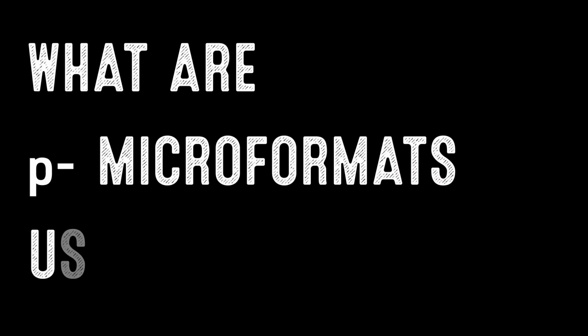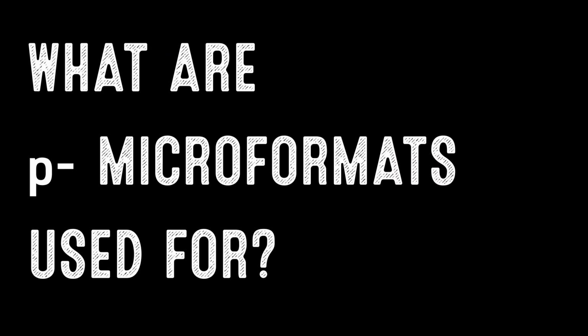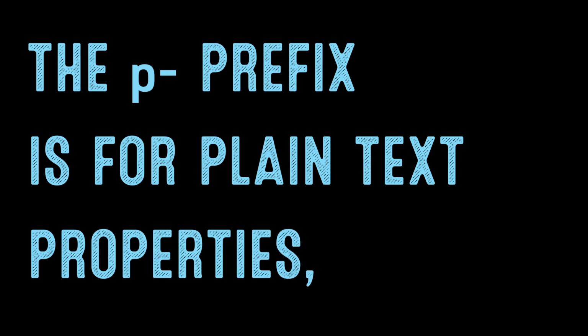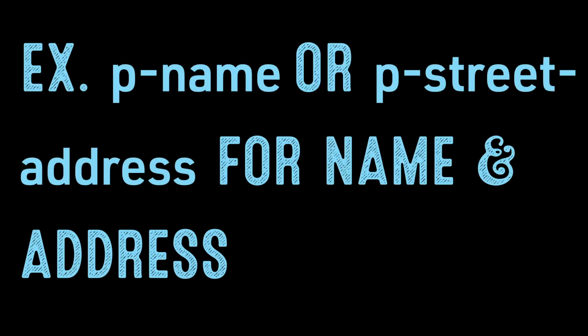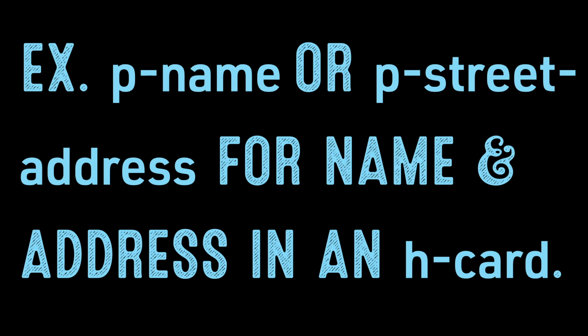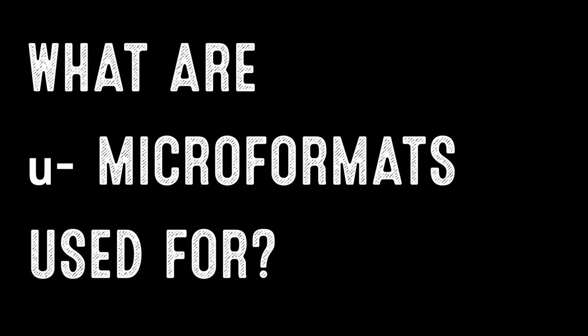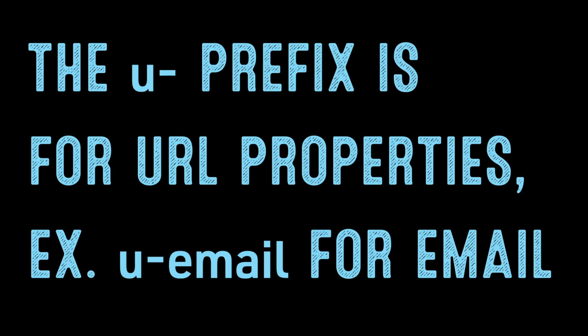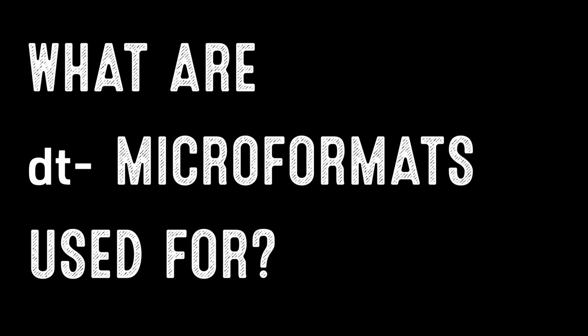What are P microformats used for? The P prefix is for plain text properties. Example, pname or pstreet address for name and address in an hcard. What are U microformats used for? The prefix U is for URL properties. Example, uemail for email.